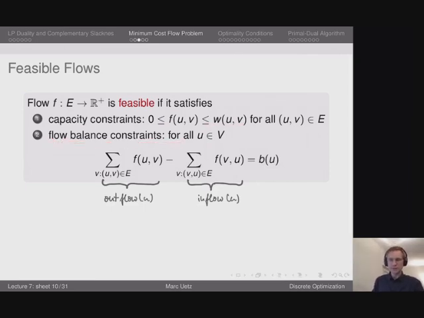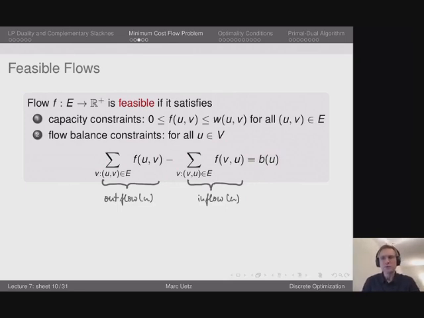So in this case, because we have these balance functions now, that means that the flow out of a node U minus the flow into the node U should be exactly equal to the balance of that particular node. So if it's a supply node where the balance is positive, the outflow is larger than the inflow. If it's a demand node, it's exactly reverse.